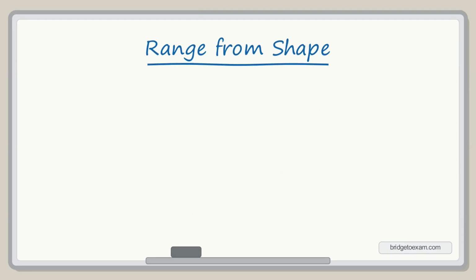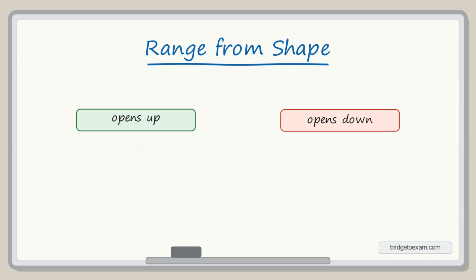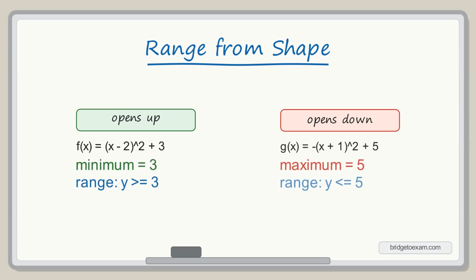Range is the set of possible outputs. In vertex form, k is the minimum when the parabola opens up, and the maximum when it opens down.